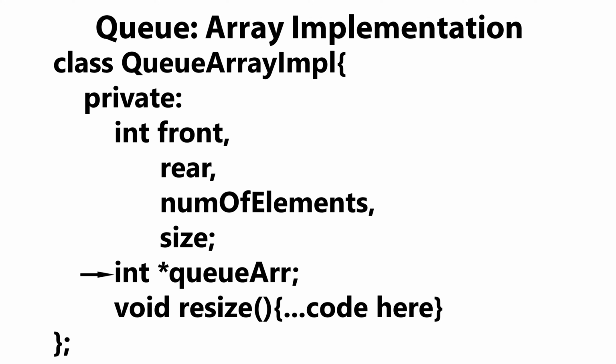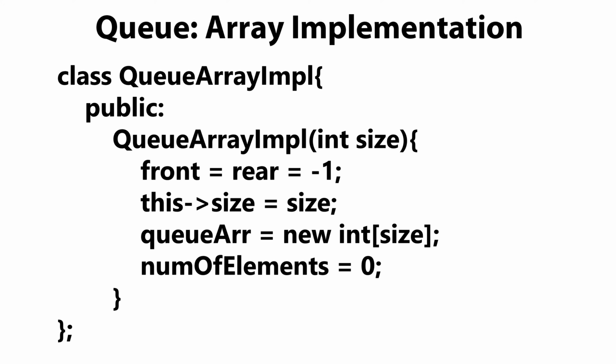And next we have our resize method, and this is going to be invoked whenever our queue becomes full. And we'll take a look at the resize method later on within this tutorial. So now let's take a look at the one argument constructor. You can see that the size is being passed in, and let's say that the size for argument's sake is 8, for example.